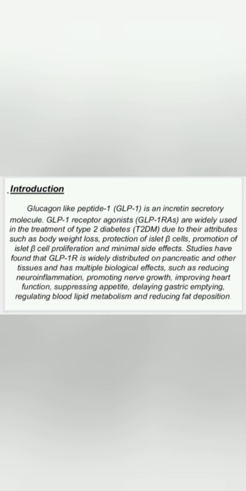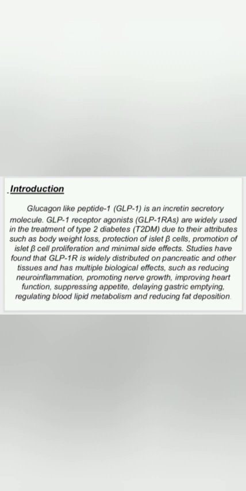Let us start from the introduction. GLP analog is an abbreviation of glucagon-like peptide receptor agonists. It is an incretin secretory molecule. GLP-1 analog receptor agonists are widely used in the treatment of type 2 diabetes due to their attributes such as body weight loss, protection of islet beta cells, promotion of islet beta cell proliferation, and minimal side effects.